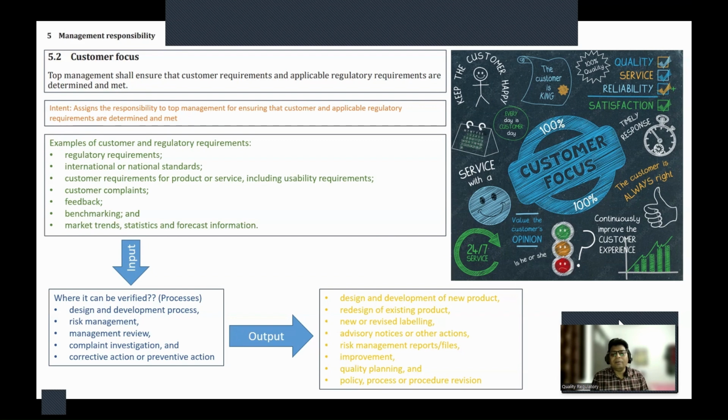And what could be the output of this? Design and development of a new product, redesigning of an existing product, new or revised labeling, advisory notice or other actions, risk management reports and files, risk management and improvements, quality planning, quality objectives, and process or procedure revision. So all these could be the output of the activity that we are doing there.